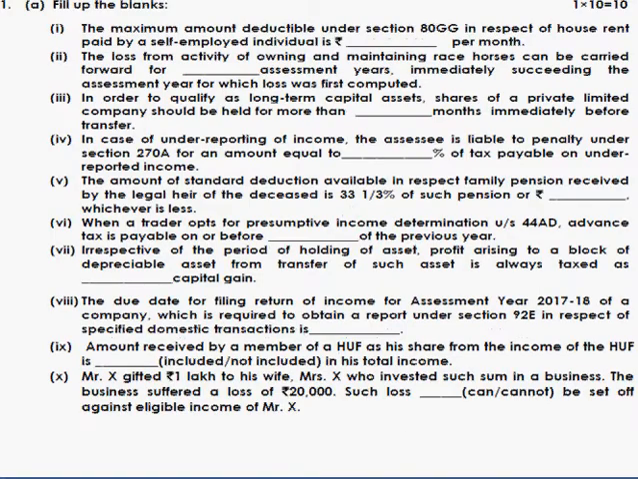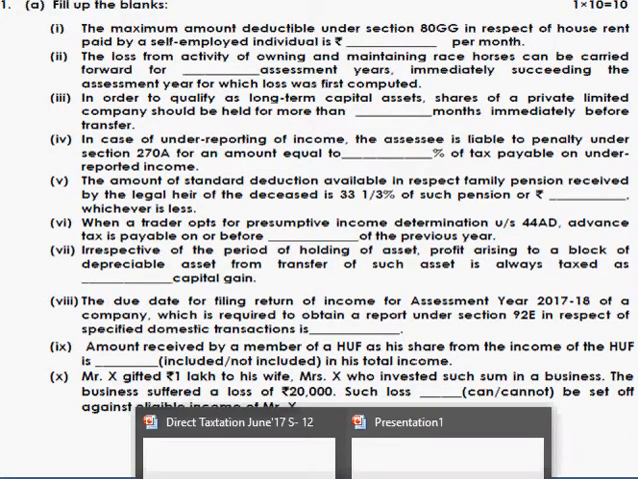Well, talking about the fill in the blanks, starting from the fill in the blanks, the first question is: the maximum amount of deduction under section 80GG in respect of house rent paid by a self-employed individual is rupees how much per month. So the question is as per section 80GG, guys, please read this properly.